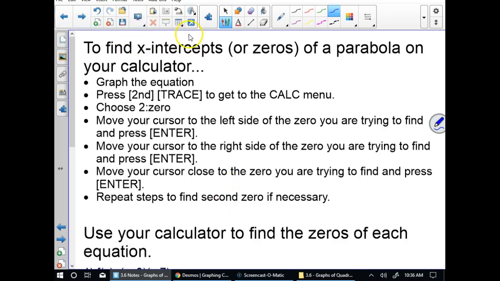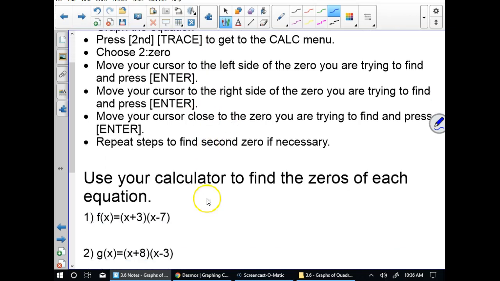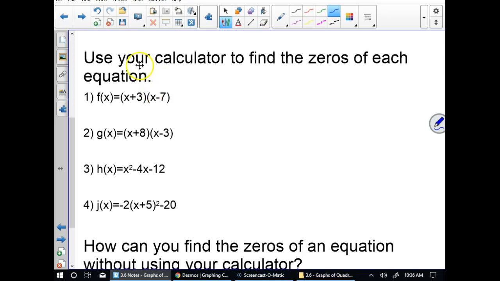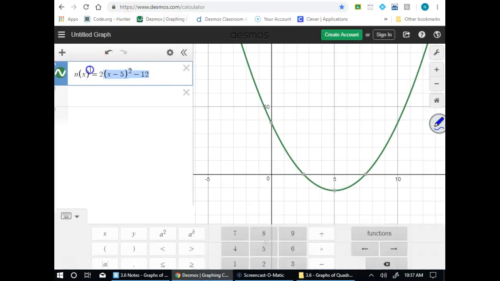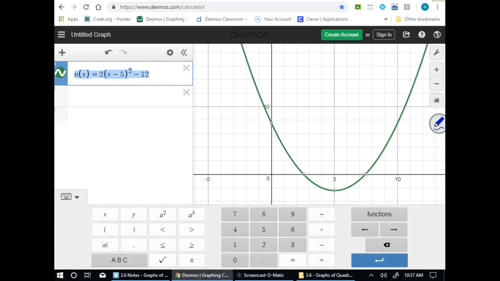Alright, so x-intercepts, we're going to skip all this calculator stuff because we are just going to use Desmos. I want you to graph these 4 and find their x-intercepts. I think all of these have 2 x-intercepts. It's possible for them to only have 1, but I think all of these have 2. So graph these on Desmos and find the x-intercepts. I will graph these for if you're watching.